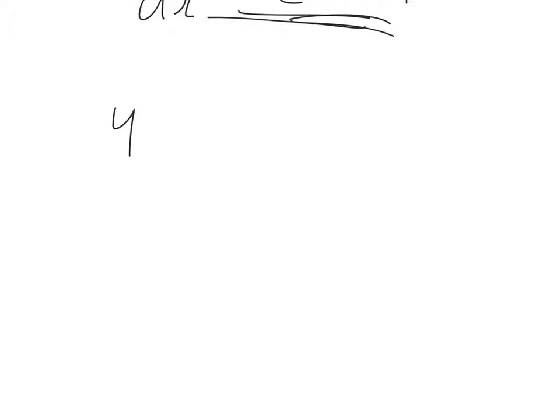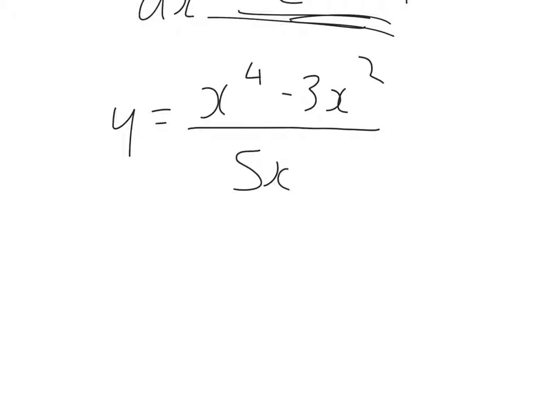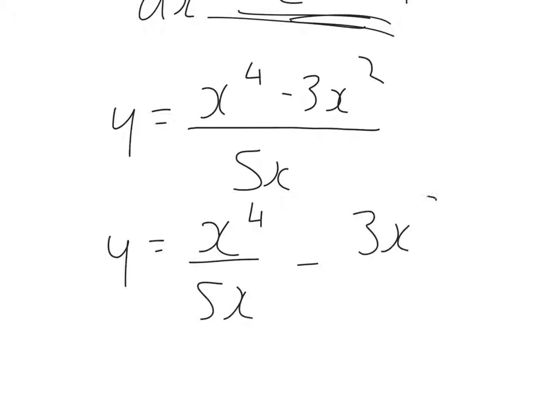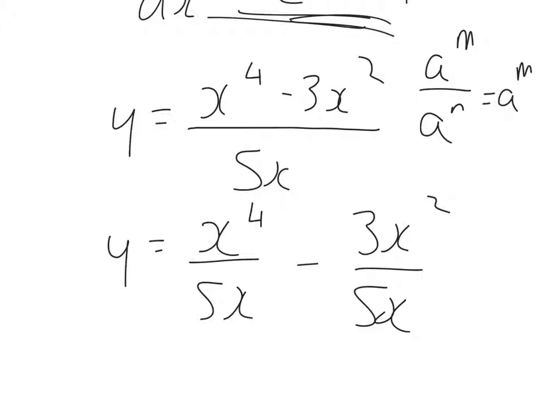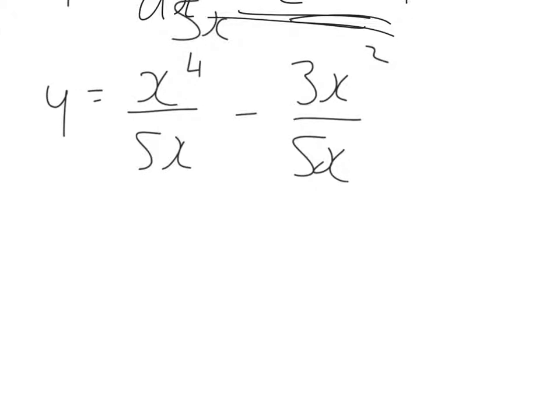Okay, next one we're going to try is y equals x to the 4 minus 3x squared all over 5x. So best thing to do first of all is to split this up. So x to the 4 over 5x minus 3x squared over 5x. I then use my rule of powers, which is a to the power m divided by a to the power n is a to the power m minus n. So remember that the power here is 1 and 1.